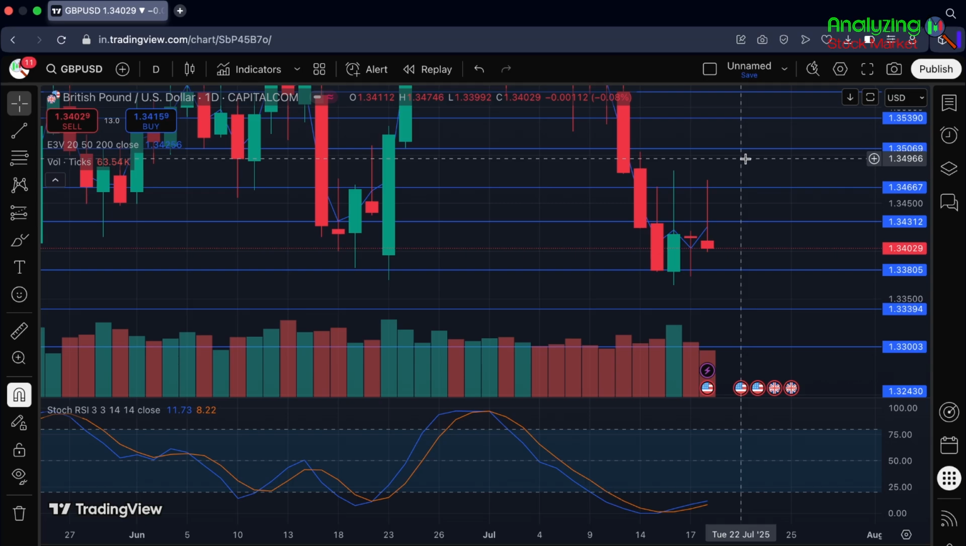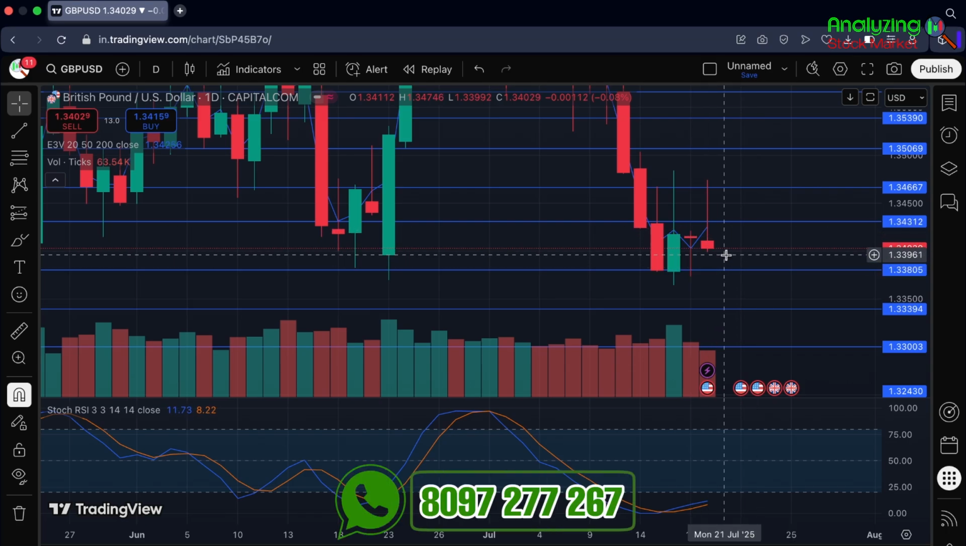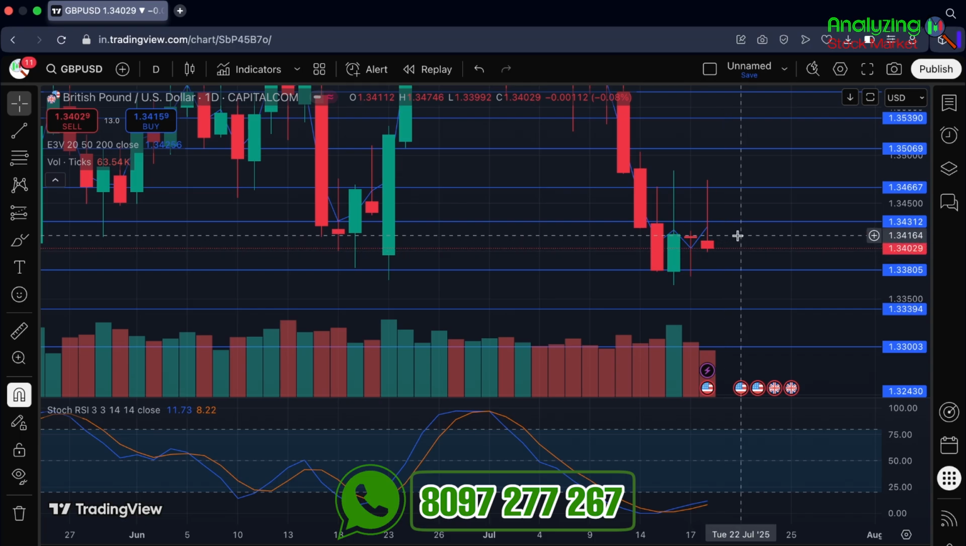So now let's talk about my opinion on GBP USD for this week. According to the current closing, I am expecting a positive move this week, around 1.34312 to 1.34667. Here I am expecting a closing in this range.